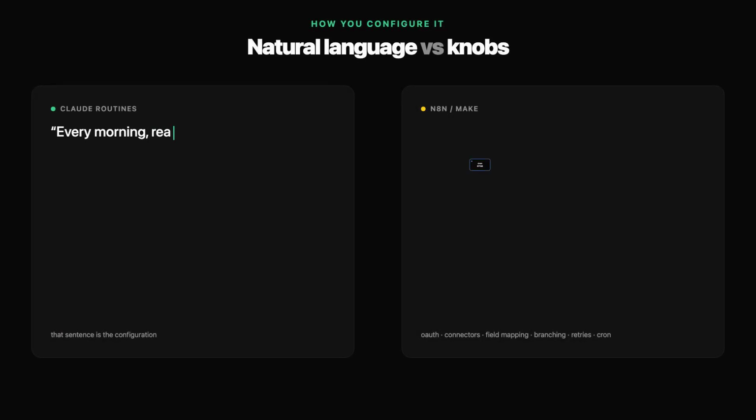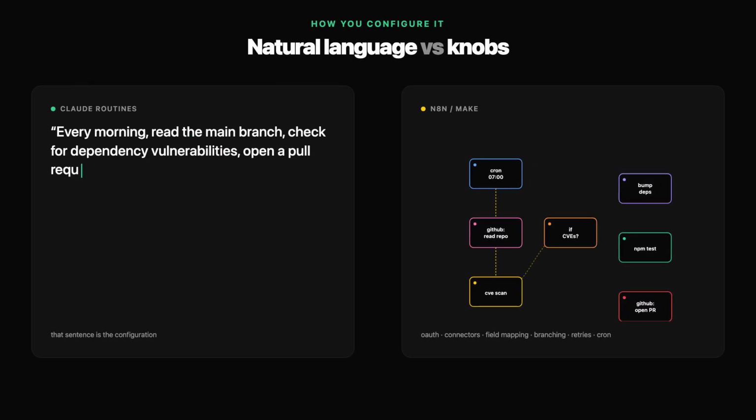The single biggest difference is how you configure them. With Claude Routines, you describe what you want in plain English. Every morning, read the main branch, check for dependency vulnerabilities, open a pull request that bumps them safely, run the tests. That sentence is the configuration.